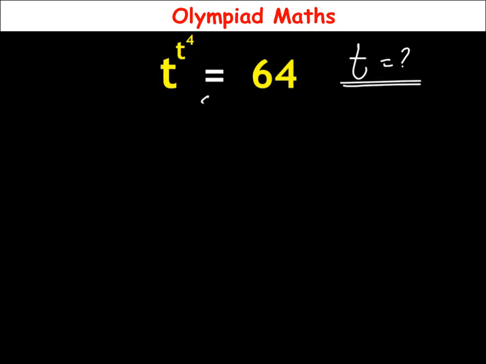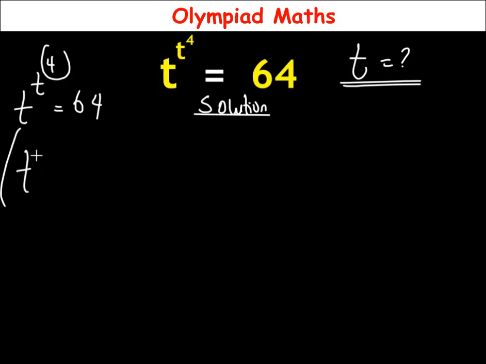Now to solve this, we have t raised to power 4 is equal to 64. First, we're going to look at this 4 right here, and then apply power of 4 on both sides of the equation. So we're going to have in brackets t raised to power 4, all raised to power 4, is equal to 64, then all raised to power 4.